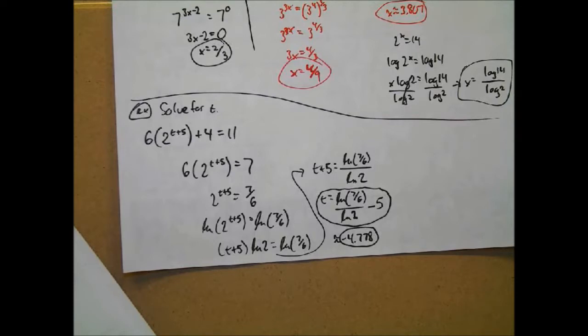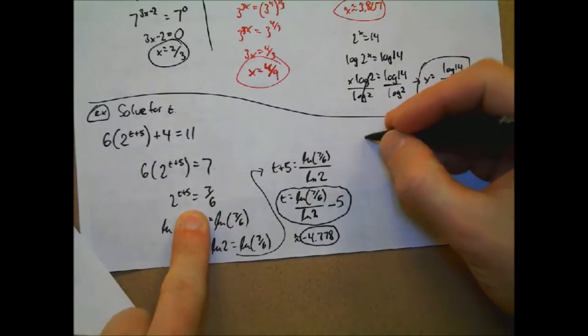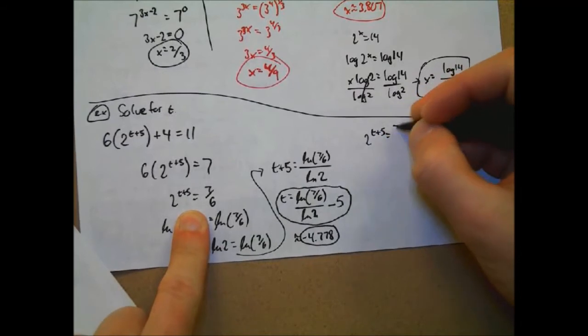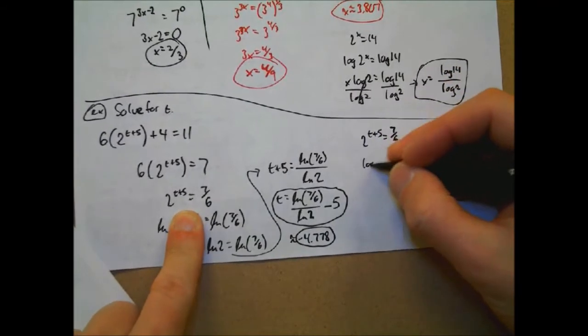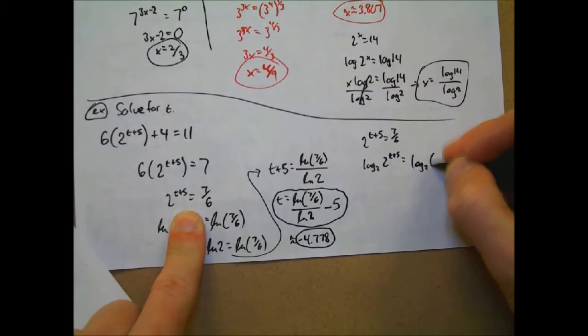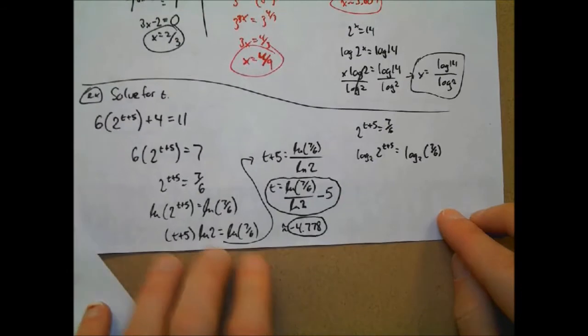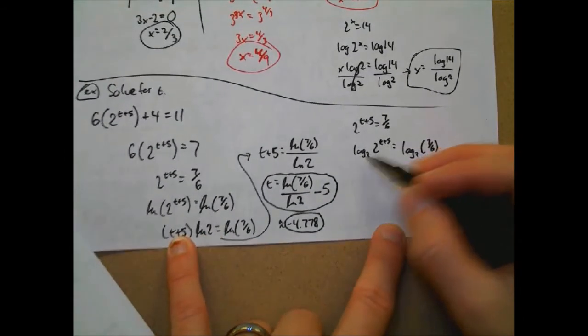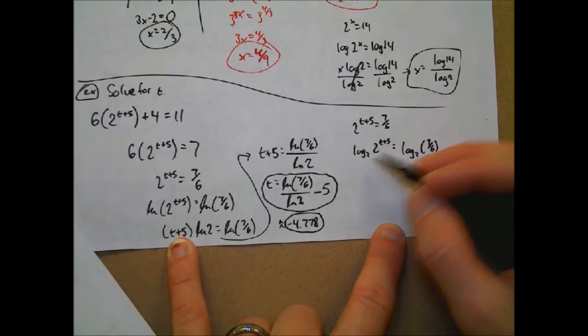Okay. Thank you. Mr. Rick, can you show us what the answer would be if we use the other one? Yeah, if we use log base 2, sure. I'll just squeeze it in right over here. So yes, if we had chosen to use log base 2 at this point, we'll still write log base 2 of 2 to the t plus 5 equals log base 2 of 7/6. Okay. Now, when this simplifies, what's going to be left over? Just t plus 5.